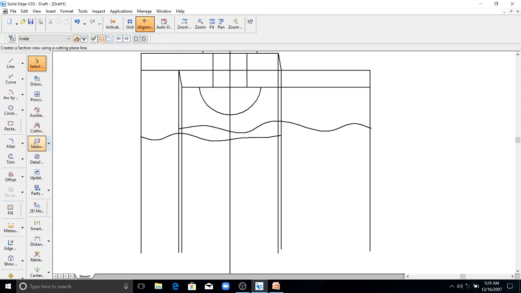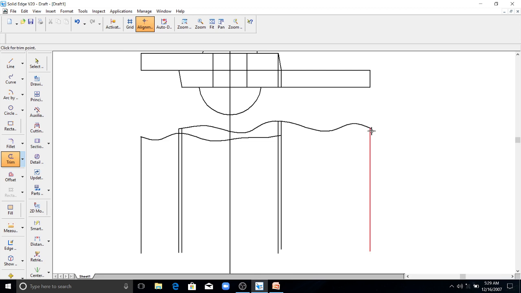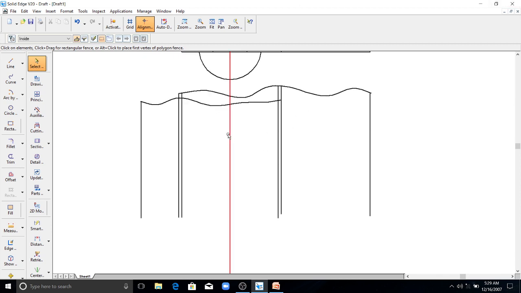Now these lines are not required. Remove these lines. These are construction lines. Now you can start in the top view, in the first portion, anywhere you can start. I will start here. Vertical center I will draw here.